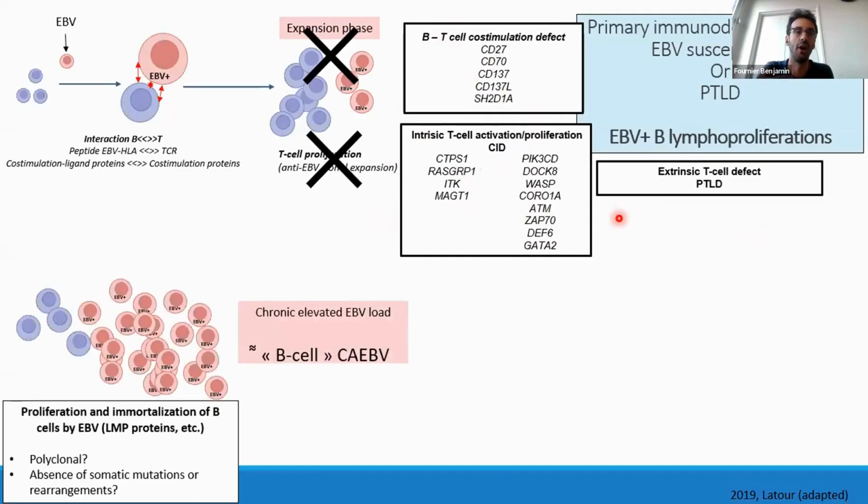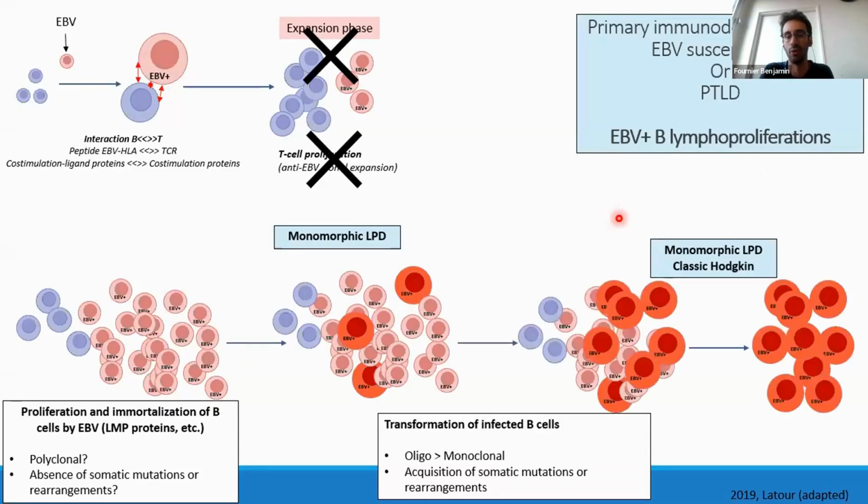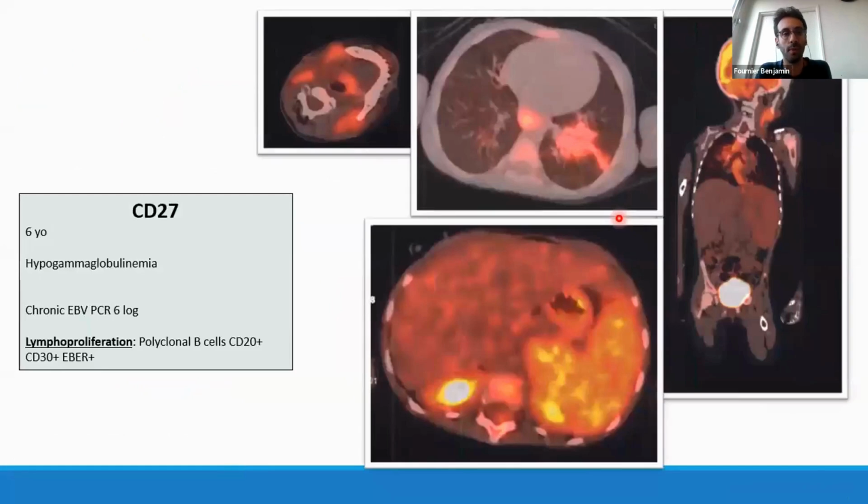And because T cells are unable to proliferate, the B cells which are infected by EBV will proliferate because of the virus, and this will lead to what we could call B cell chronic active EBV infection. And then over time, these B cells may accumulate somatic events, and this may lead to overt lymphoma such as Hodgkin or Burkitt lymphoma. Here is an example of a young patient with a CD27 deficiency, which is a co-stimulation molecule.